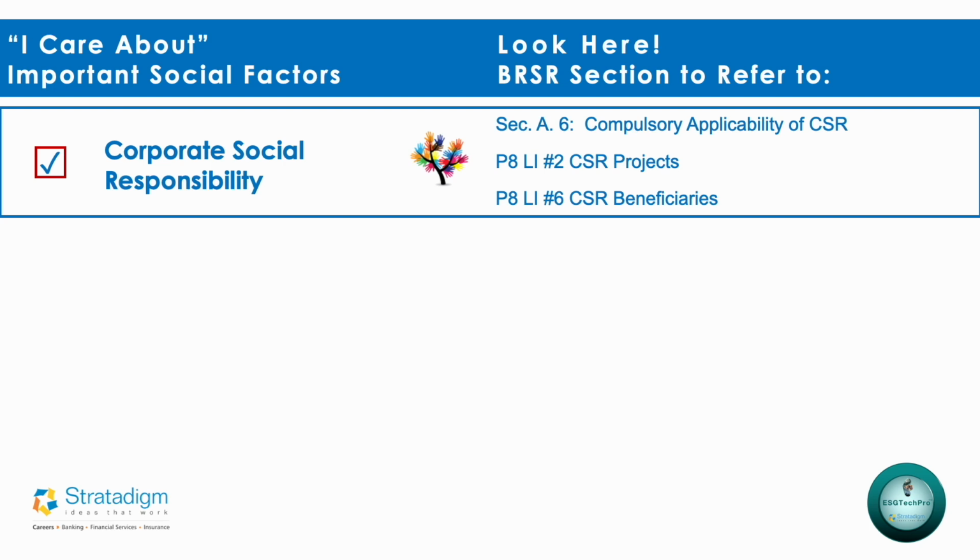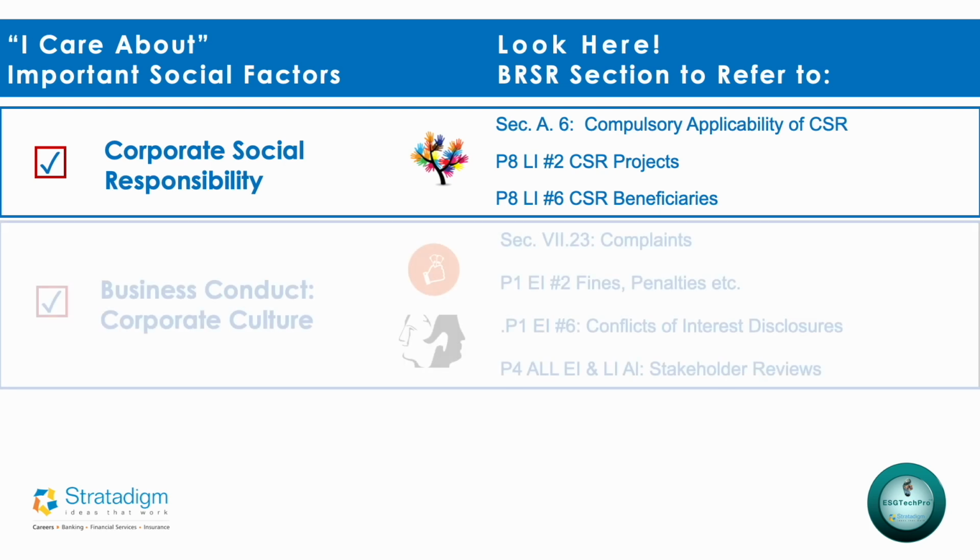Corporate social responsibility. Section A6 will tell you whether the company compulsorily has to comply with CSR. Principle 8, leading indicator 2, lists the CSR projects. That's a leading indicator, so it's not essential, but champions would be able to list their CSR projects. Equally, under leading indicator 6, champions would be able to tell you more about who benefited from the CSR and to what extent they benefited from that CSR activity.